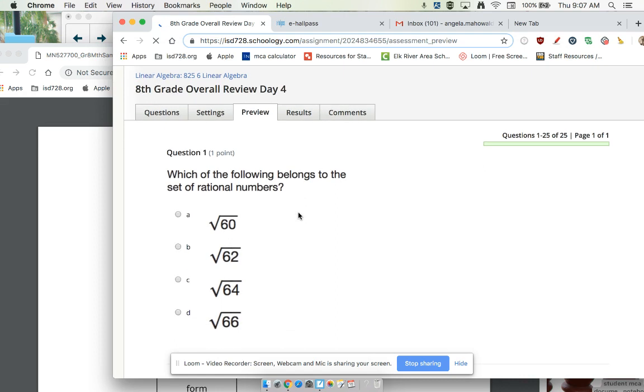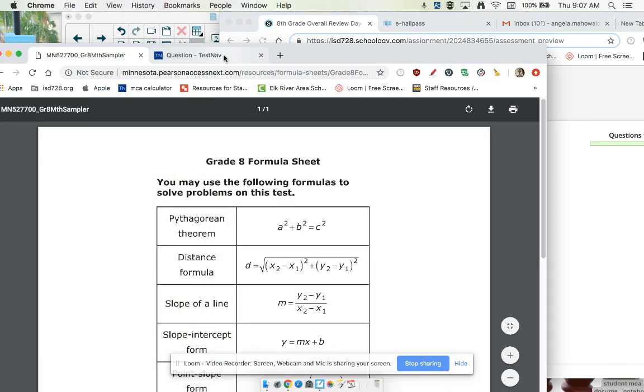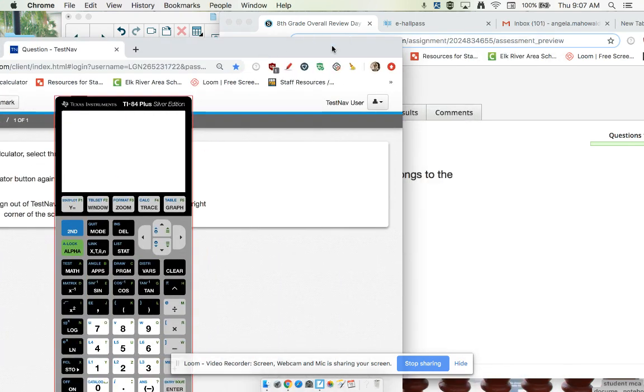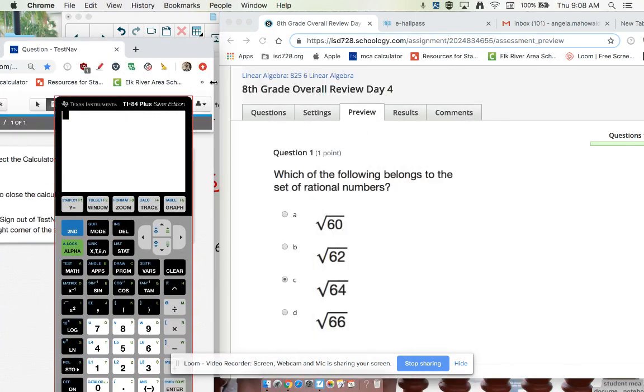The first one, which of the following belongs to the set of rational numbers? So they're all square roots. Rational means it would be a perfect square root. I know right away it's this one, but let me just show you how I would check if I wasn't quite sure. And I'm going to get this over here a little more so I can see.